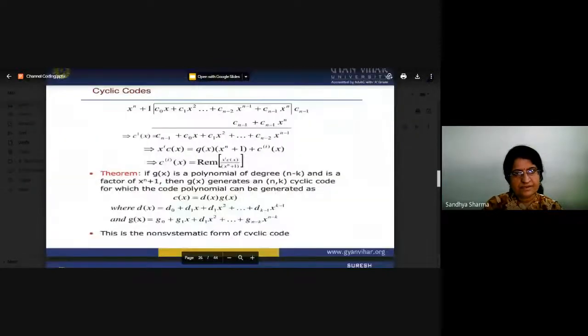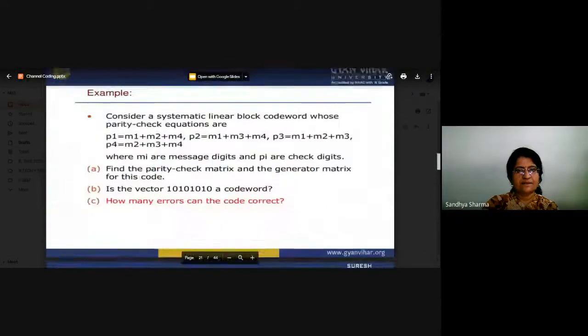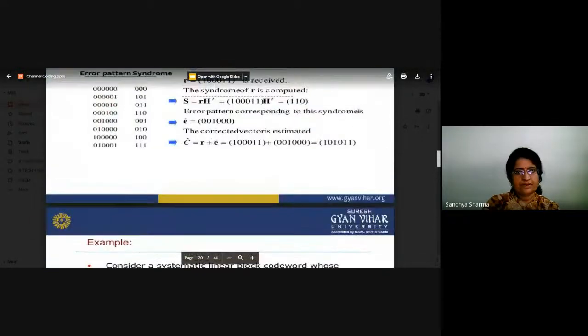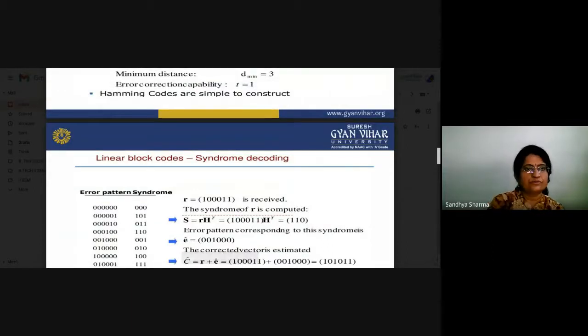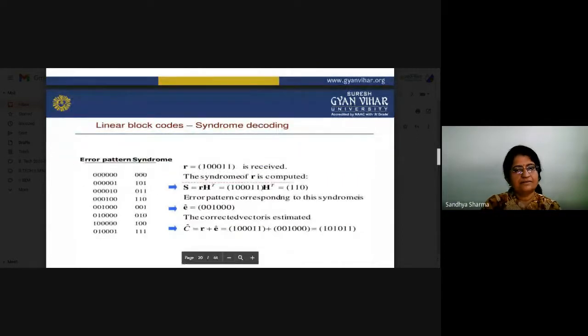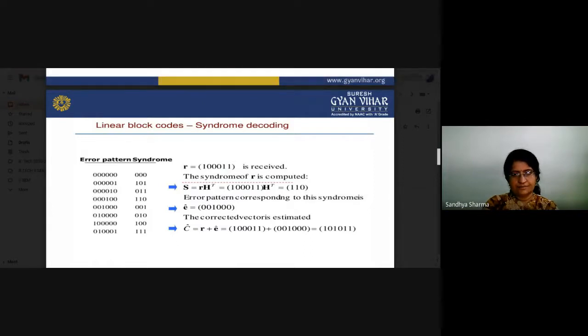Basically, if you are talking about this subclass of linear block code, you can also write S is equal to R H transpose. First of all, if G is given, you convert it to H transpose and multiply. If there is a syndrome, there is an error, and that error will be corrected. The code word is achieved by the XOR operation of the received word with the error vector. So basically here XOR operations will be done.